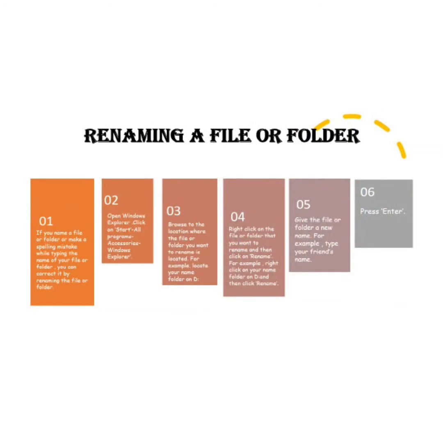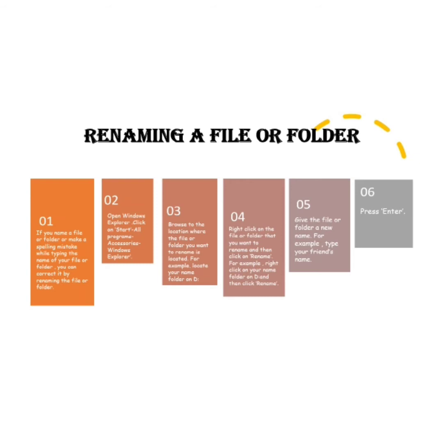We will be learning how to rename a file or folder. First, if you make a spelling mistake while typing the name of your file or folder, you can correct it by renaming the file or folder. Steps to rename a file or folder. Open Windows Explorer, click on Start, All Programs, Accessories, Windows Explorer.